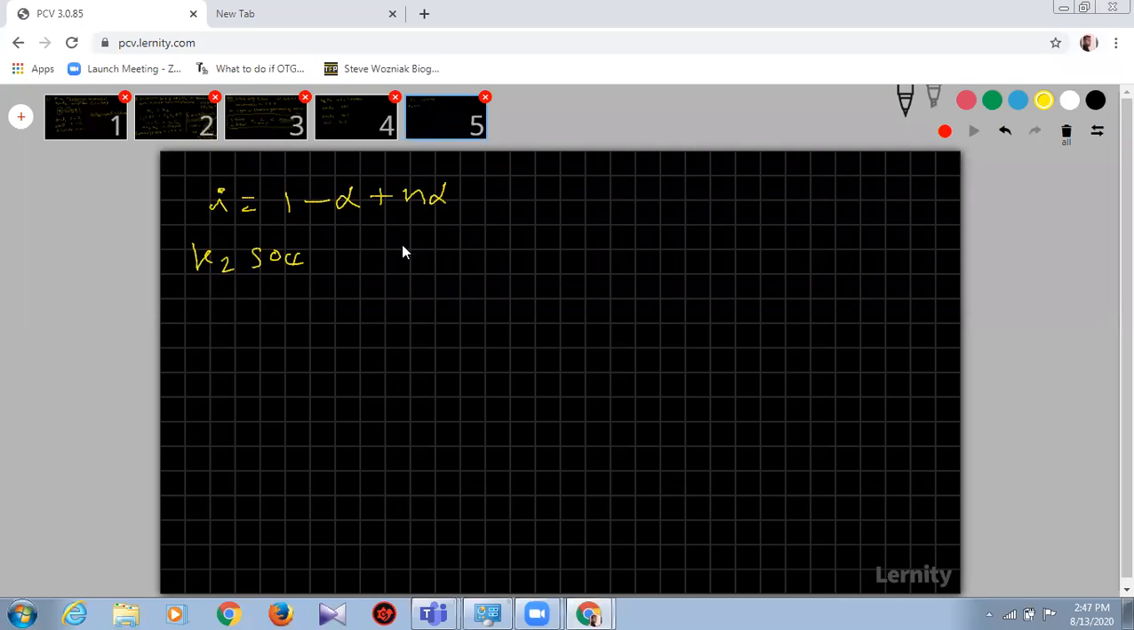What is i here? 1 minus 40%, that means 0.4. K2SO4: how many ions will you get? 2K plus and SO4 2 minus, that means 2 and 1, so 3 here. So 3 into 0.4. 1 minus 0.4 means 0.6, plus 1.2, that is equal to 1.8.